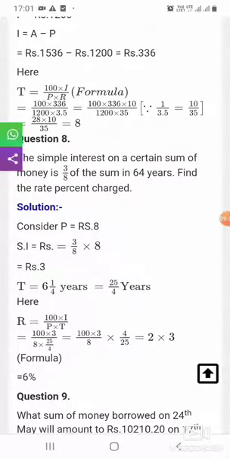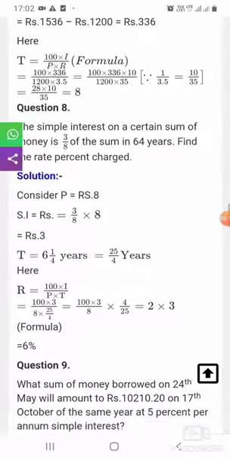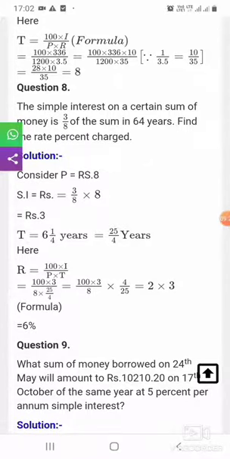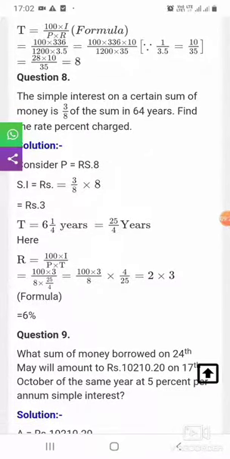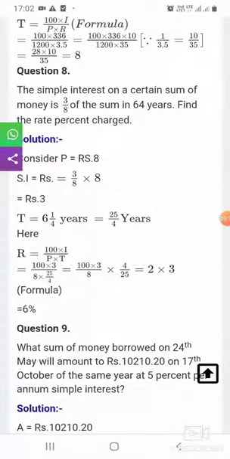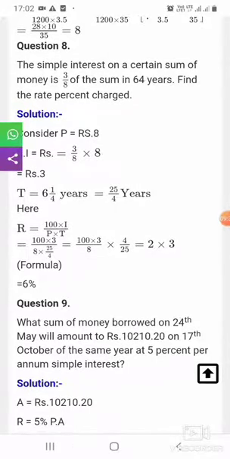So you may have a doubt, like, sir, why should we take only 8? Because in order to simplify it in a very simple way, here no principal is given, you can assume it as 8, so that SI becomes 3 by 8 of 8, that is 3 rupees. Now time period T is equal to, it's already given here, 6 1 by 4 years. It's a mistake here, 64 years is a mistake, it is 6 1 by 4 years, obviously 25 by 4 years. Now R is equal to 100 I by PT, so 100 into I is what? 3 rupees by P, principal is 8 rupees, into T is 25 by 4.